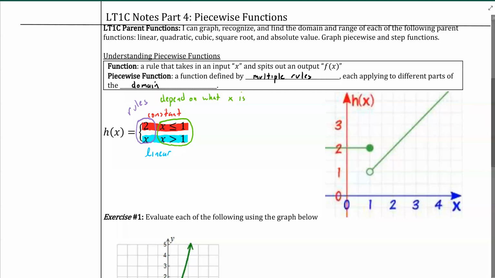So for example, consider x equals 1/2. So when x is equal to 1/2, which equation do we use? Well, since x equals 1/2 is a number that is smaller than 1, we would use the red equation.